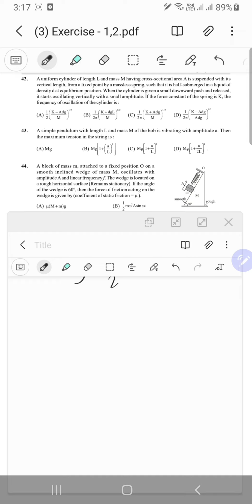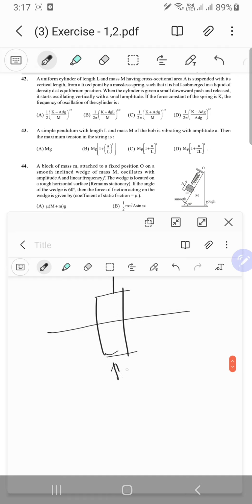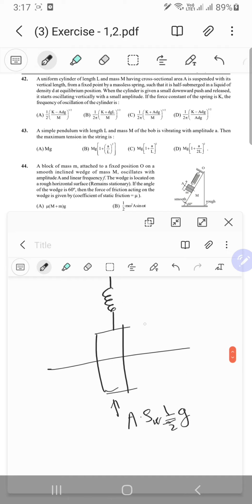So it's at the equilibrium position. Okay, fine. Let's do this. So it's half submerged, right? Which means this is L by 2, so the force on this is area times the pressure, which is rho water, L by 2 into g. Well, its mass is, wait a second, there's got to be something about it.